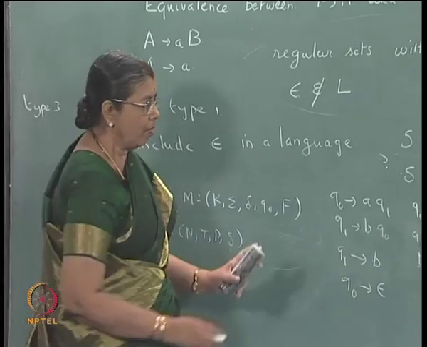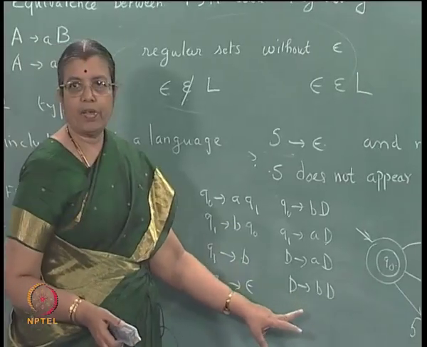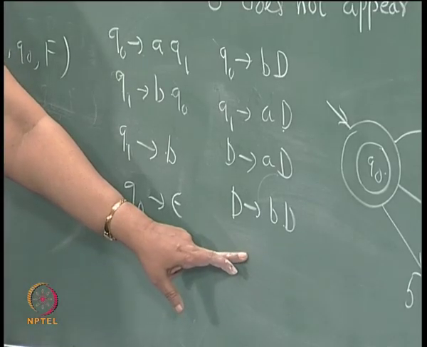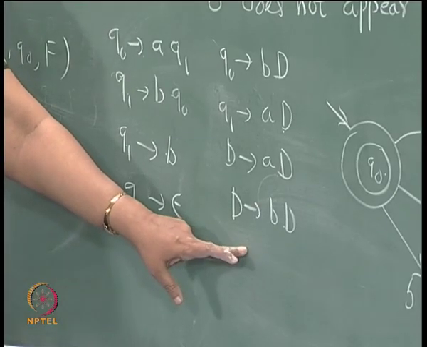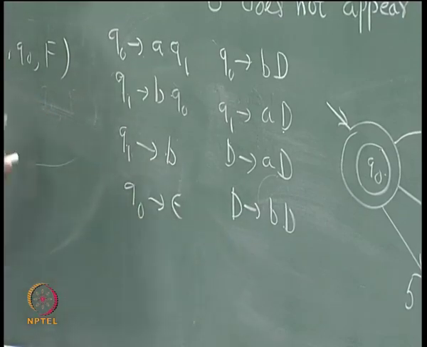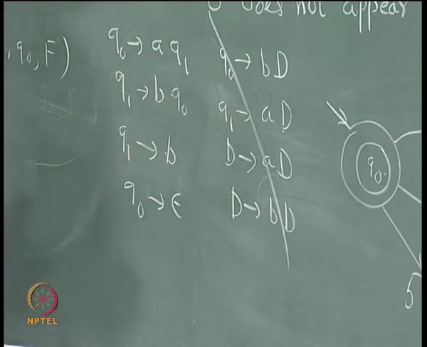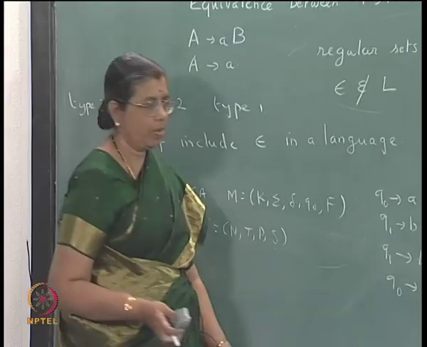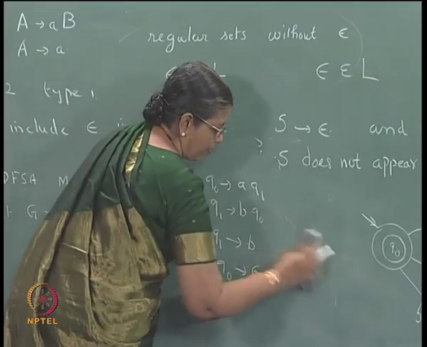Okay. Now, once you go to D, you cannot derive a terminal string. Right, from D you cannot derive a terminal string. So, D is a useless non terminal, and all these rules can be removed. So, I will rub this off.